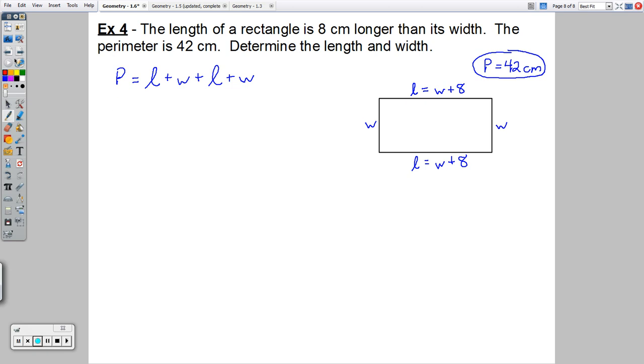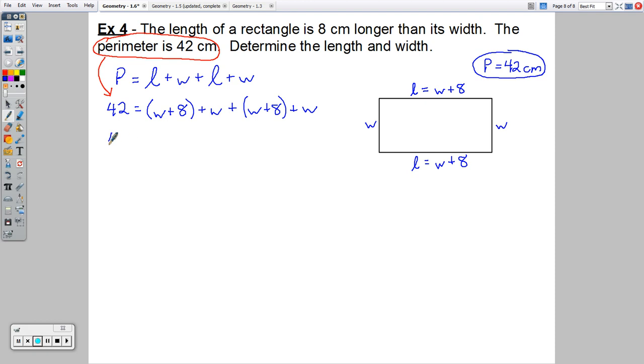But I'm replacing, and good time to color code once again here, I'm replacing the P, the perimeter value, with what it equals, with 42. That's why I wrote out the formula in general first, because it makes it easy to plug in the pieces I know, and then solve for the missing pieces. L is the same thing as W plus 8, so I can replace L with W plus 8. And I have that written twice, so I've got another W plus 8 for this L.